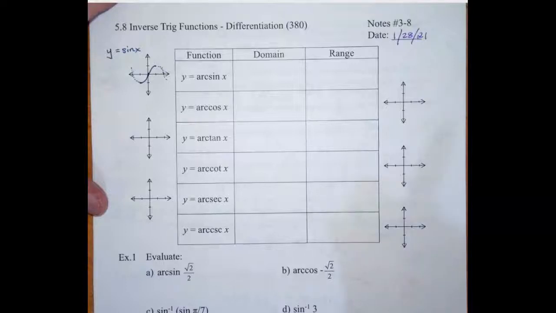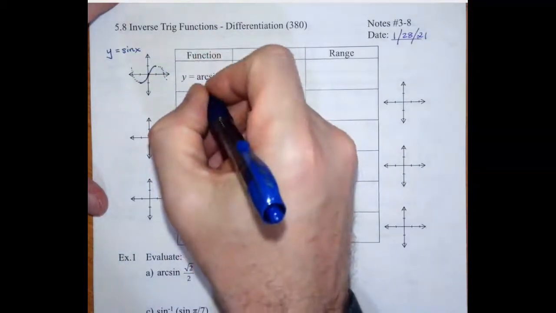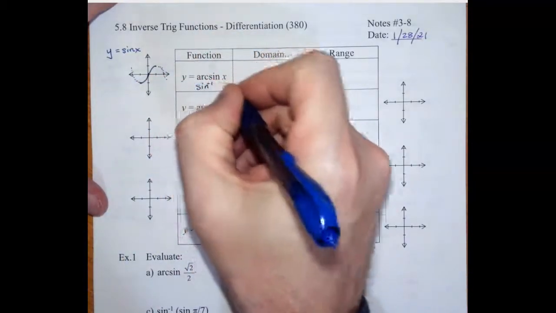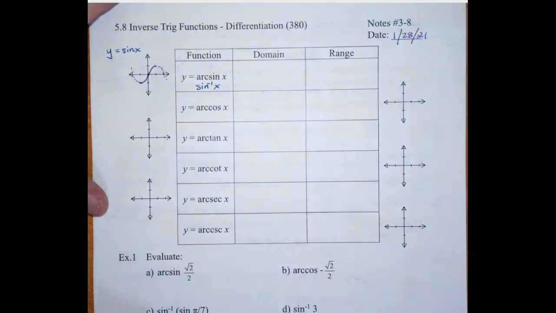Alright, so this whole first page is review, hopefully. And we're talking about inverse trig functions. The inverse of sine is called arcsine, and sometimes it's written like that. But that's not to be mistaken for the -1 power. So that's inverse, just like f inverse. So we want to make sure we don't make that mistake.